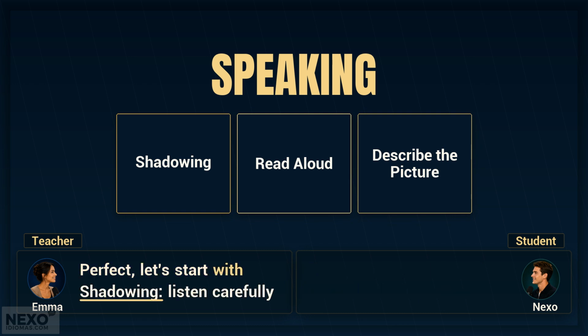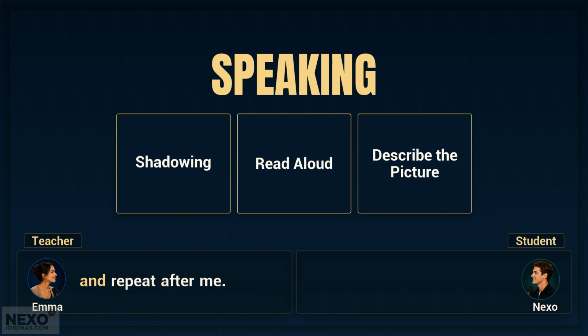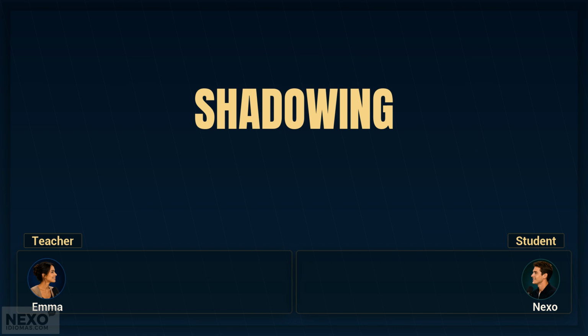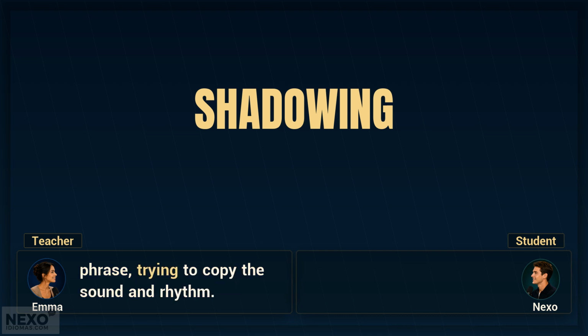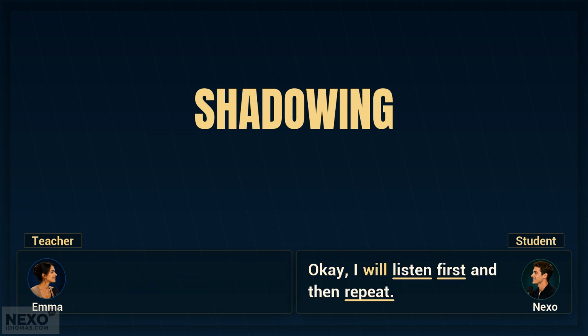Perfect. Let's start with shadowing. Listen carefully and repeat after me. Shadowing. In shadowing, listen and repeat right after each phrase, trying to copy the sound and rhythm. Okay, I will listen first and then repeat.